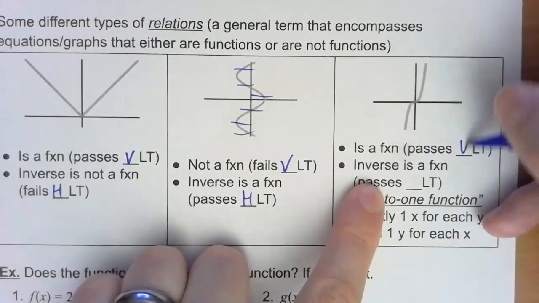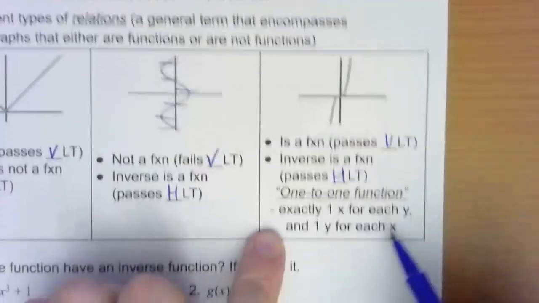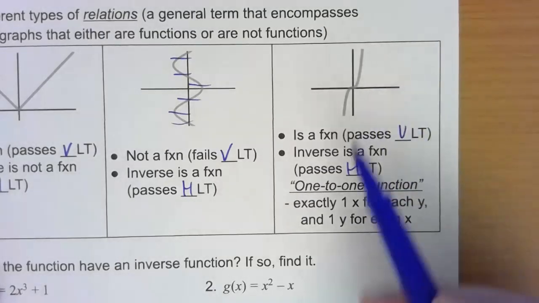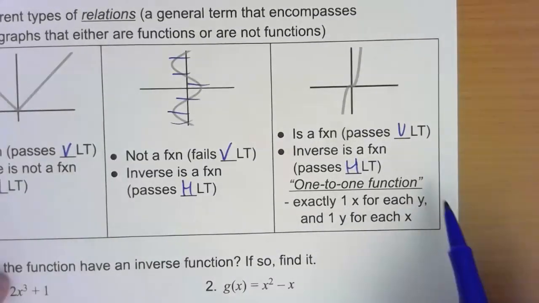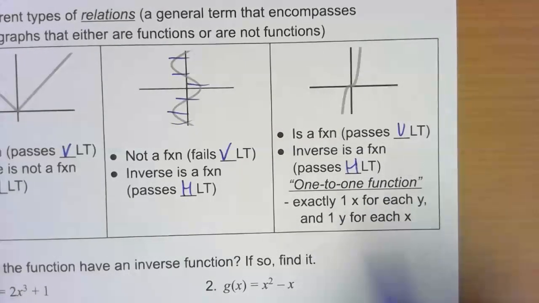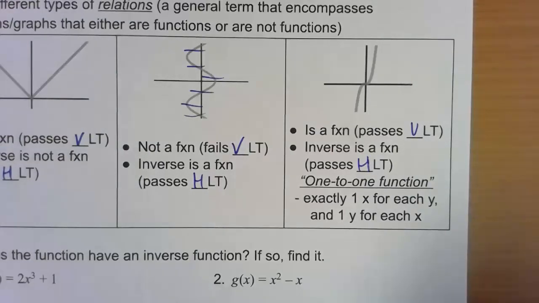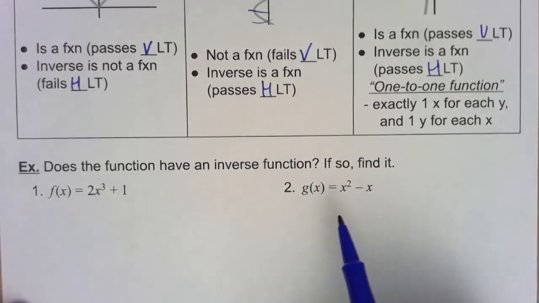Okay? All right, now this is what we're going to call a one-to-one function. It is a function, passes the vertical line test, and its inverse is also a function. This passes the horizontal line test. All right, we call this a one-to-one function. That's what you have to be to both be a function and have your inverse be a function. You have to have exactly one x for each y, one y for each x. There's no repeats going on here. All right, one-to-one function.